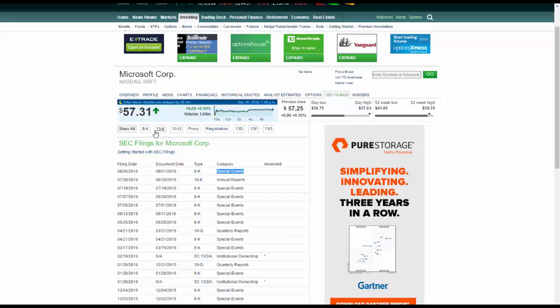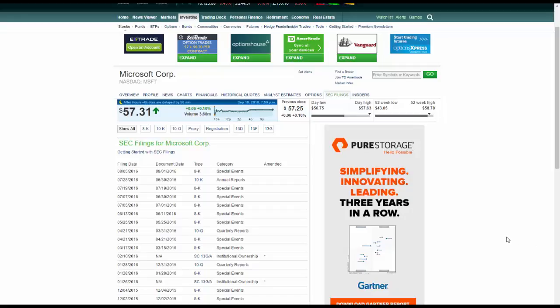We also have a 10K form that is submitted to the SEC. A 10K is an annual report of the financial statements to the SEC by the company. And then we also have a 10Q statement. The 10Q is a quarterly financial statements that are sent to the SEC.